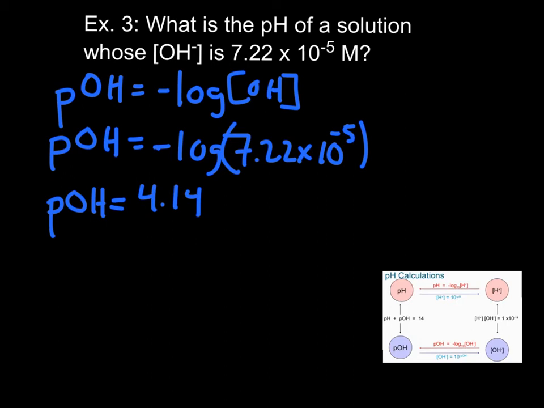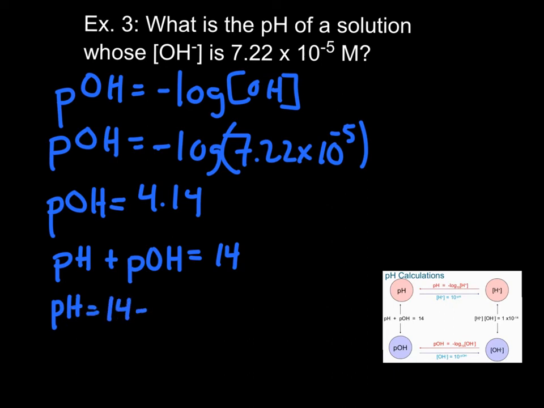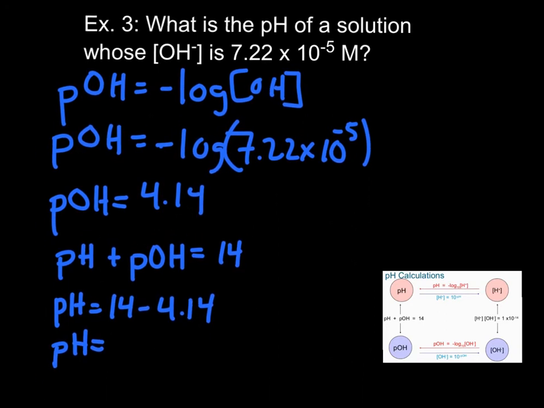But we still need pH. So if we use pH plus pOH is equal to 14, then pH is equal to 14 minus 4.14. This yields a pH of 9.86. This is a basic solution because the pH is over 7.